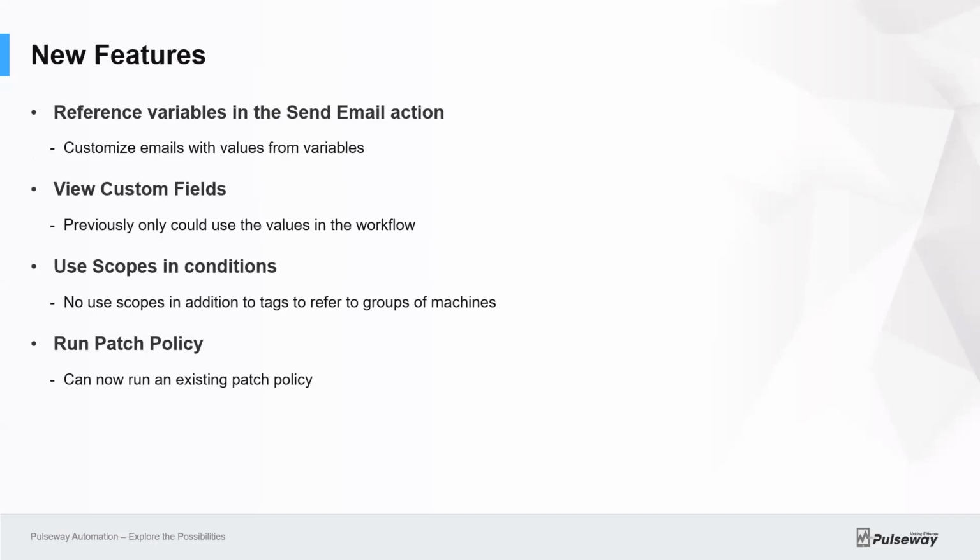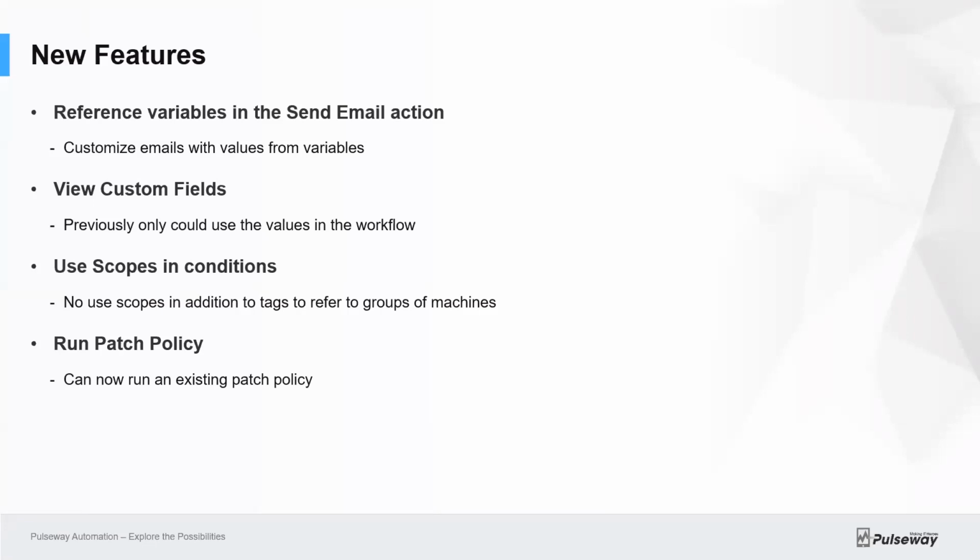So some of the new features that we will be announcing today is you can now use reference variables in the send email action. So you can actually have variables from the workflow and populate a token in an email. So you've got meaningful emails that can be sent to various people. You can now view the custom fields. Before you could use the custom fields, but you couldn't actually see the value.